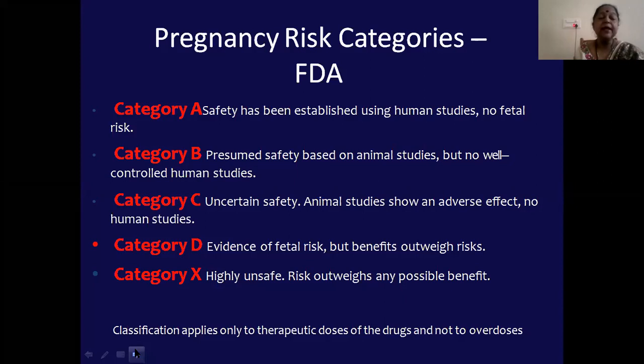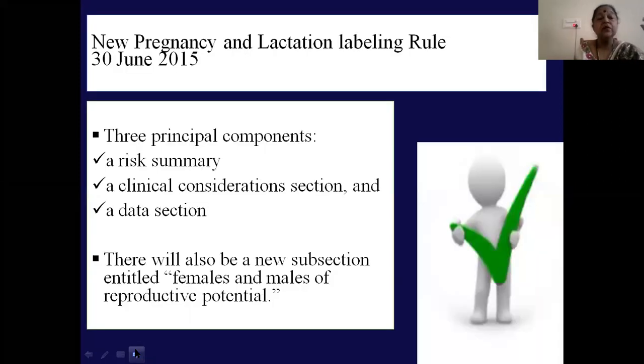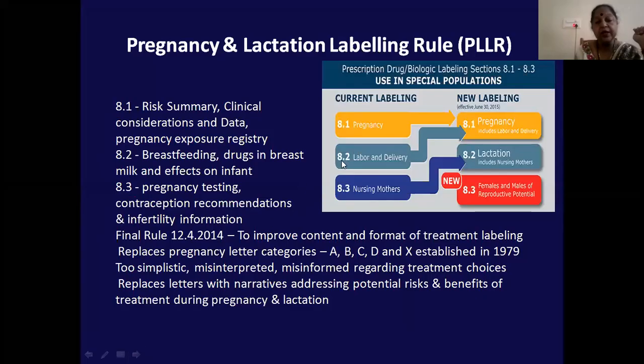So this is a simple classification, but what are the fallacies? There is a new Pregnancy and Lactation Labeling Rule which has come into picture on 30th June 2015, which has three principal components. One is a risk summary, second is clinical consideration section, and third is data section. There will also be a new subsection called females and males of reproductive potential. So you can see here, this is a prescription drug labeling section. So 8.1 is pregnancy, 8.2 labor and delivery, and 8.3 is nursing mother. In this 8.3, they have also added females and males of reproductive potential.